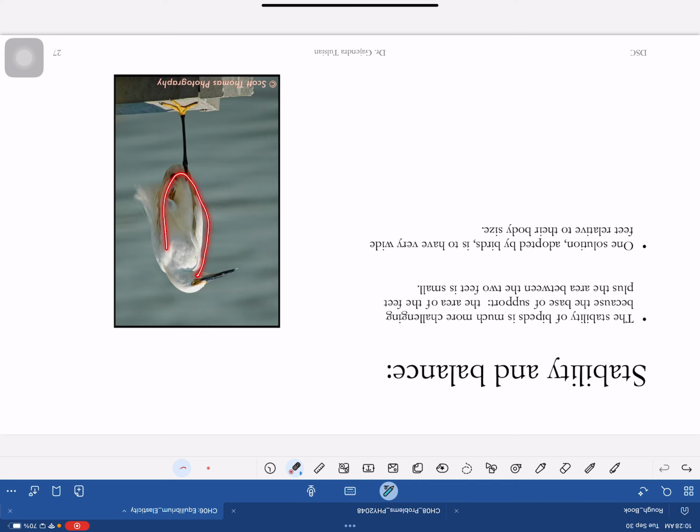Here's a bird, and you see it has only 2 legs, so what does it do? It has wide feet, so it has a larger area for stability. The stability of bipeds is much more challenging because of the base of support. The area of the feet plus the area between the 2 feet are small. So one solution adopted by the birds is to have very wide feet relative to their body size.